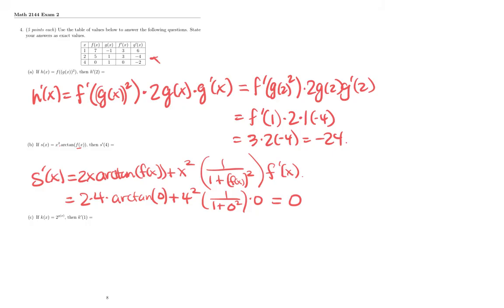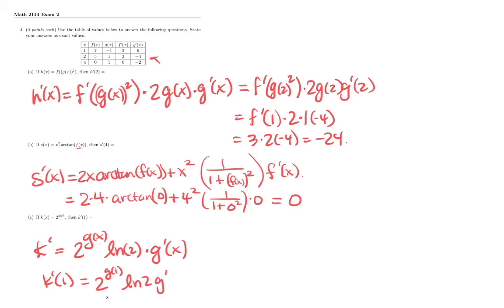And then I'm looking for k prime. So k prime is going to equal 2 to the g of x times the natural log of 2 times the derivative of the inside function, which is g prime of x. So I applied chain rule to that. And so if I evaluate k prime of 1, that's going to be 2 to the g of 1, natural log 2, g prime of 1. So that's going to be 2 to the g of 1 is negative 1, natural log 2, and then g prime of 1 is 6. So there's my answer to that.